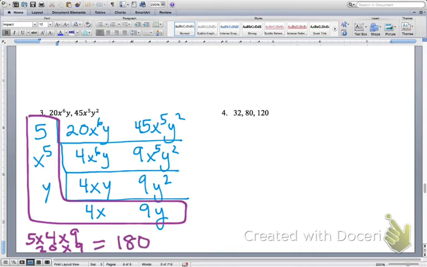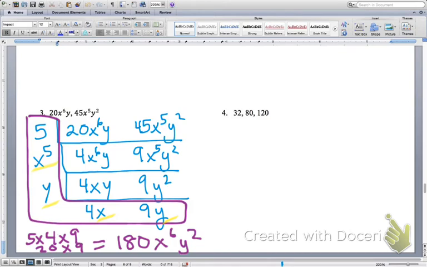180 for our LCM. Now the variables, there's x^5 here and another x there, so that's a total of 6 x's. So it's going to be x to the 6. And we have a single y here and another single y here. That's a total of 2 y's, so it's going to be y squared. So this is my LCM.